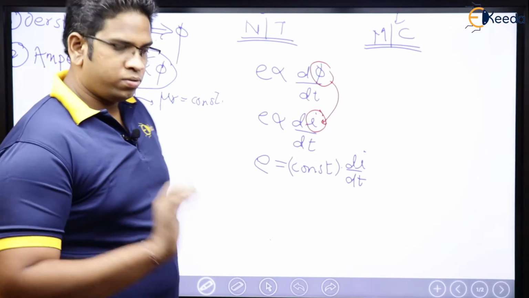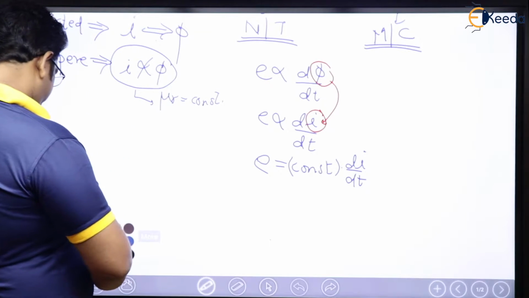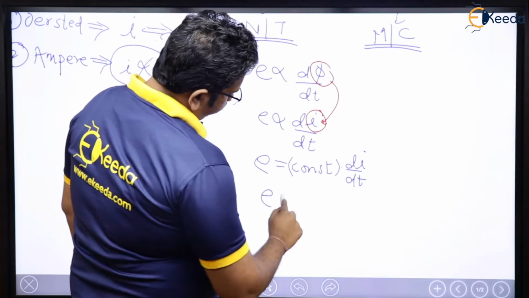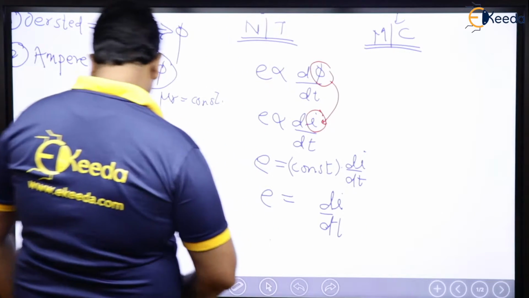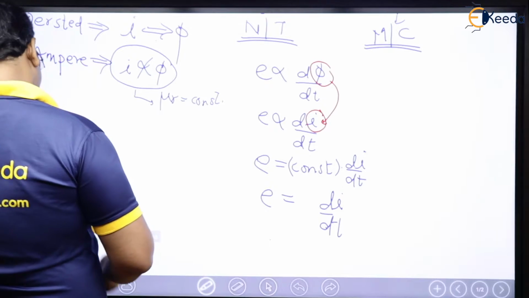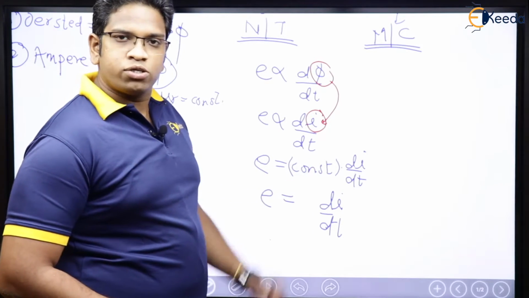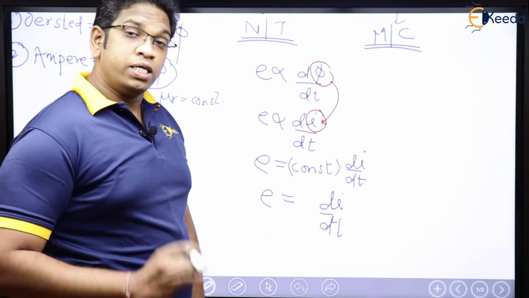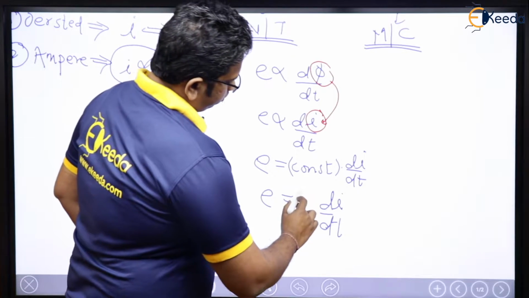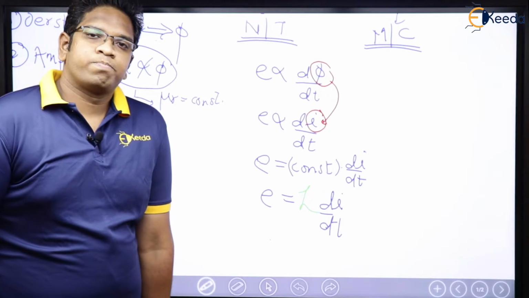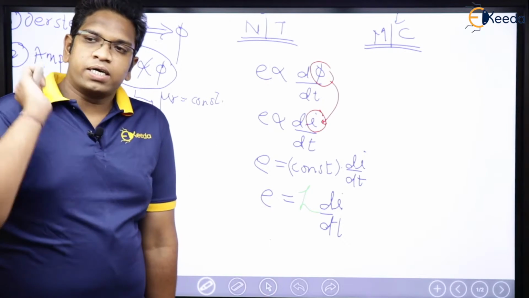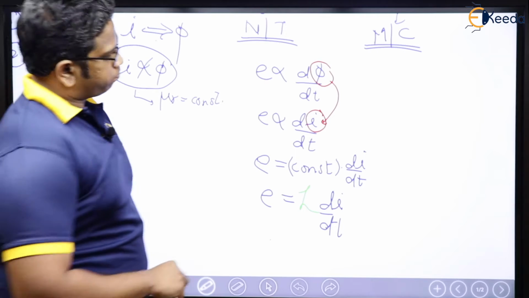Now, let me write it one by one. Which means E is equal to di by dt. Agreed? No, sir. Why? Because this constant has to be written. What is that constant? This constant is nothing but inductance L. Now let me tell you one thing.